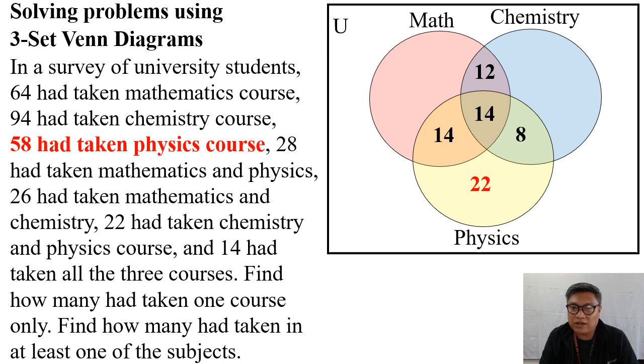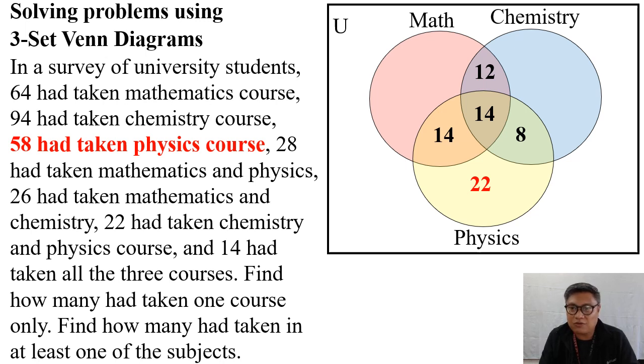So the 22 here only indicates, class, that they are still enrolled in physics. However, they don't have any math subject nor a chemistry subject, only physics. So they are still part of the physics course. Of course, the other 3 here also had physics, but they have math, chemistry, or both math and chemistry. But still, they have physics.